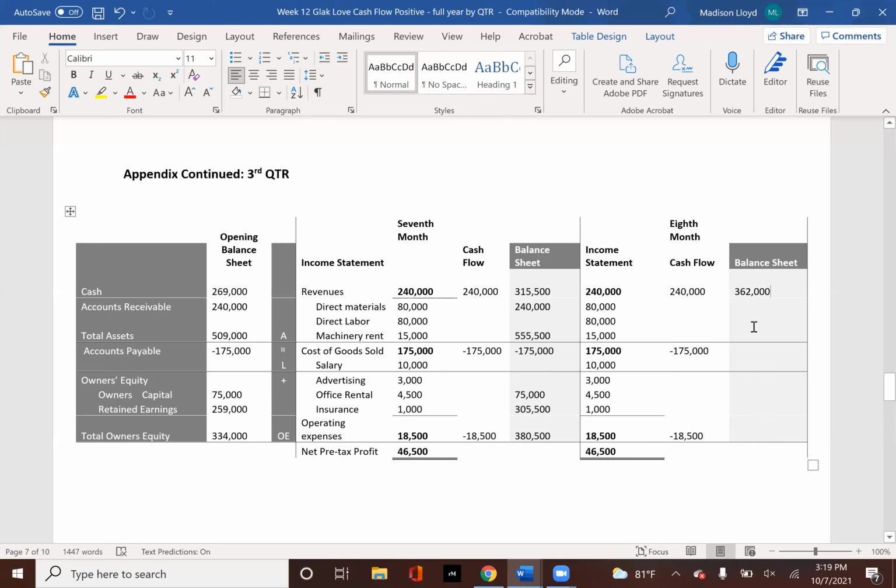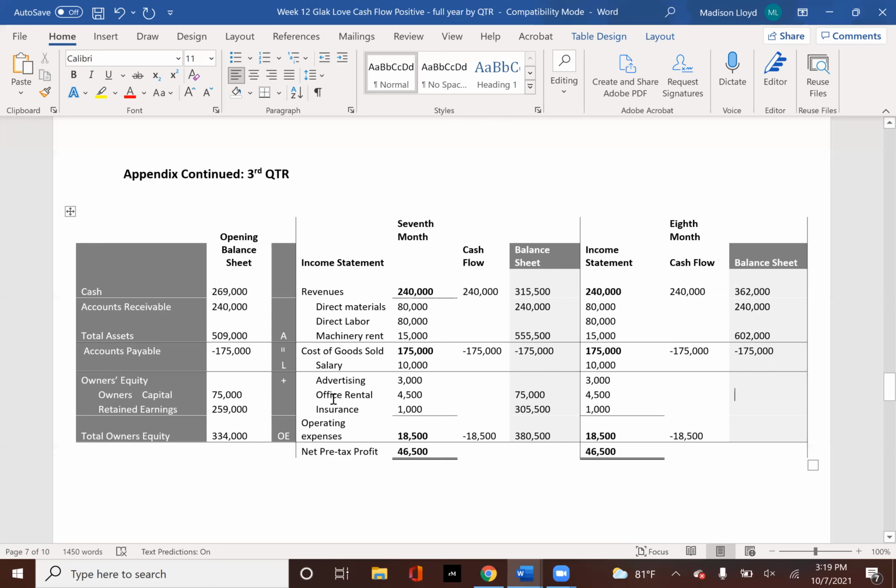way I'm doing it. So go over here to your accounts receivable, $240,000 for this month's accounts receivable for revenues. Add these two together, your cash plus your accounts receivable, $362,000 plus $240,000, $602,000 total assets. Okay. Accounts payable for this month is $175,000 because we didn't pay that this month. We'll record it right there.